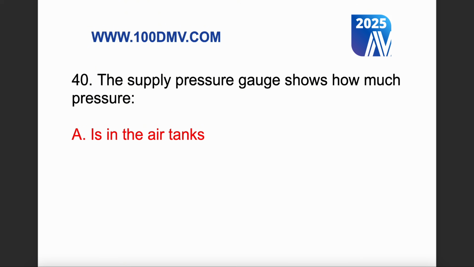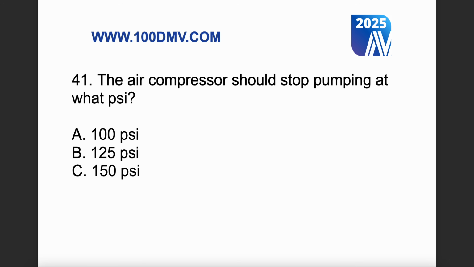41. The air compressor should stop pumping at what PSI? A. 100 PSI. B. 125 PSI. C. 150 PSI. Correct answer B. 125 PSI.